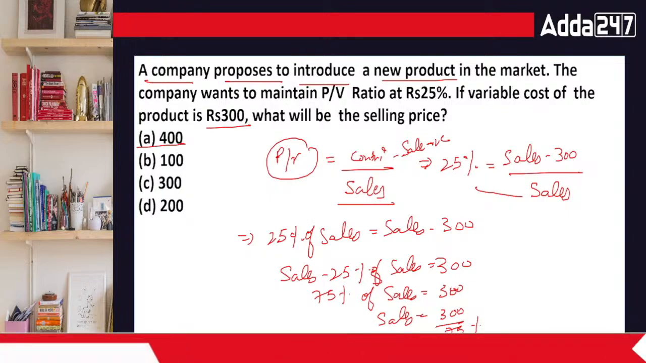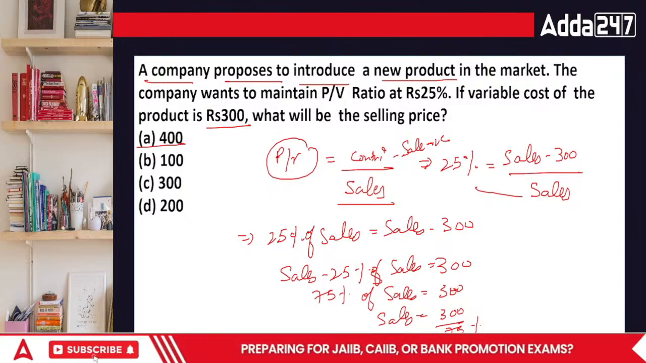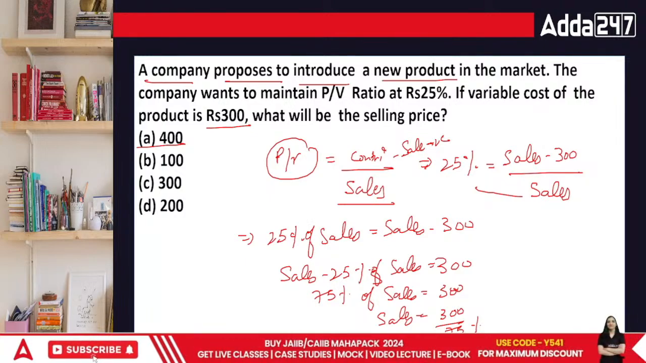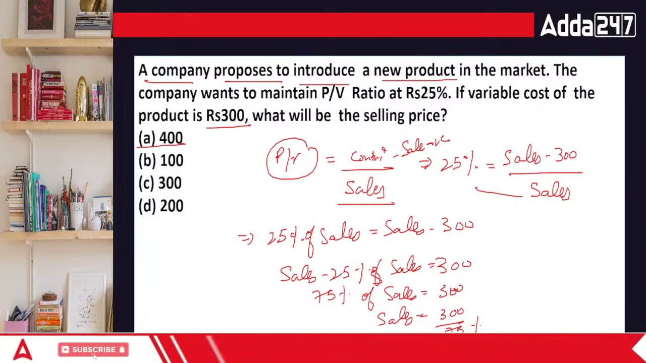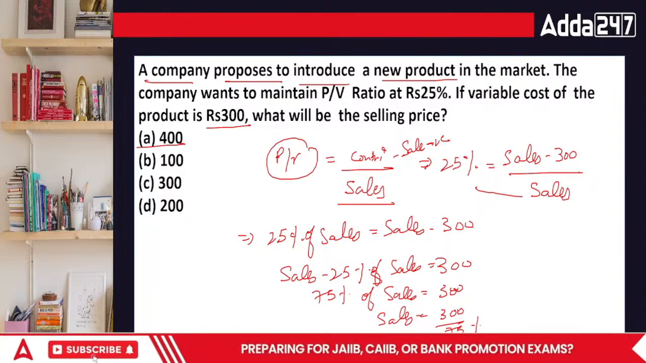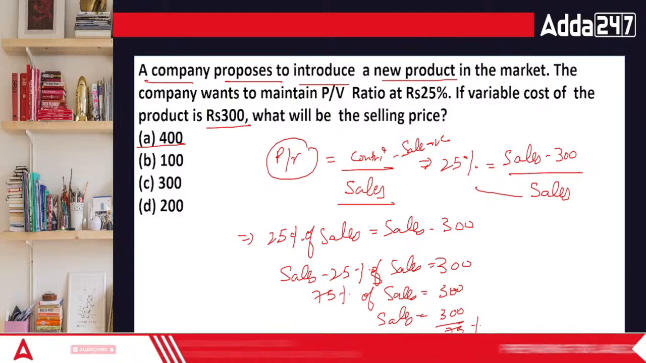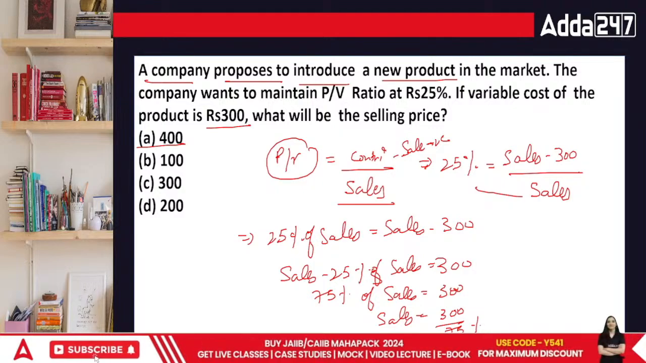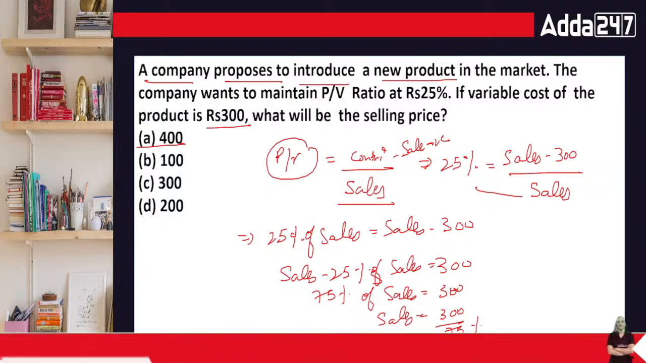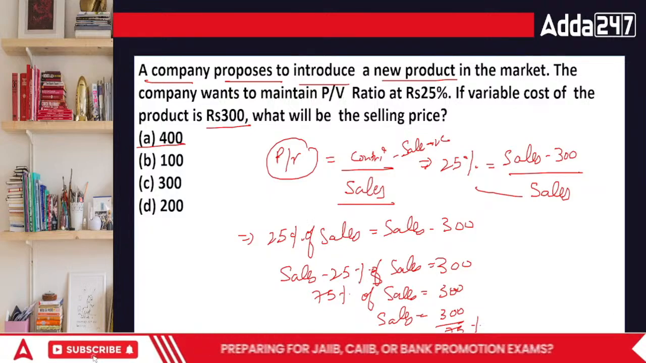Done, everyone? Easier question? These questions have very small answers, but the questions seem to be tricky, right? Because when we define the PV ratio as contribution upon sales, how do we find contribution? Contribution is sales minus variable cost.